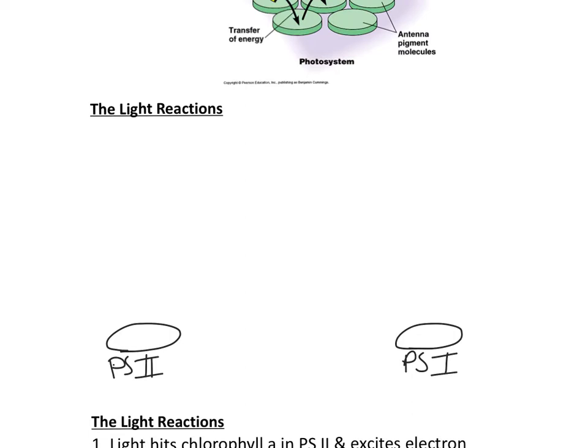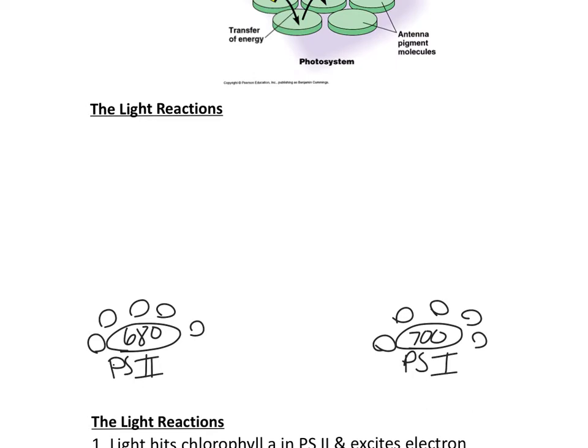Photosystem 2 and 1 are made of a series of pigments. Those pigments will absorb light energy. The first photosystem best absorbs light energy at a nanometer of 680. And the other one best at 700. So that's just the wavelength of light that works best for those particular pigments.